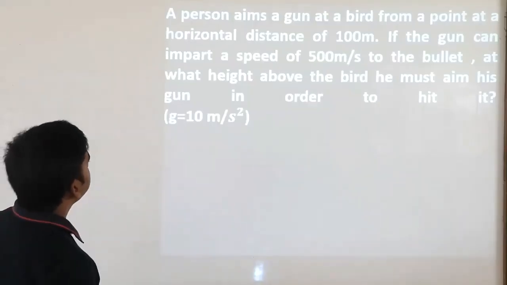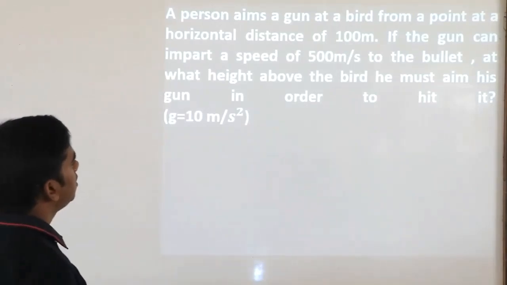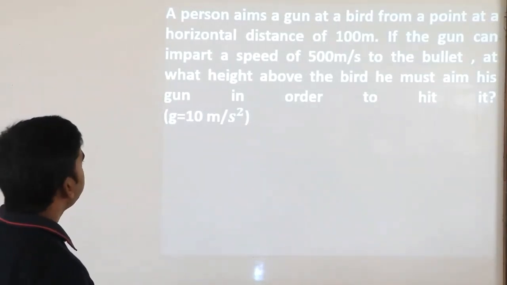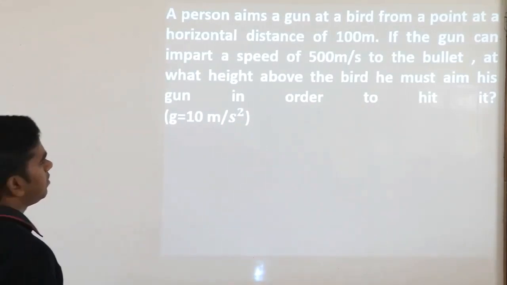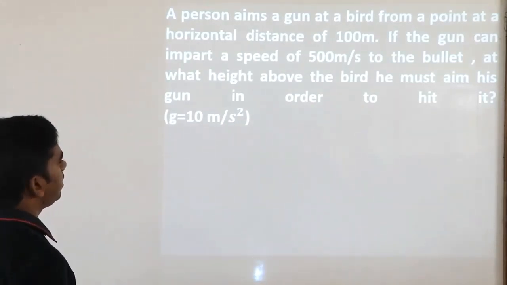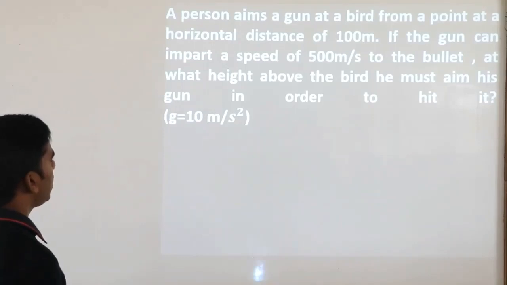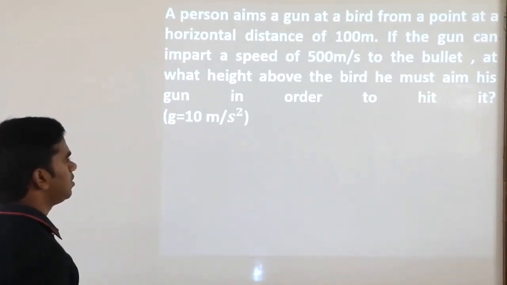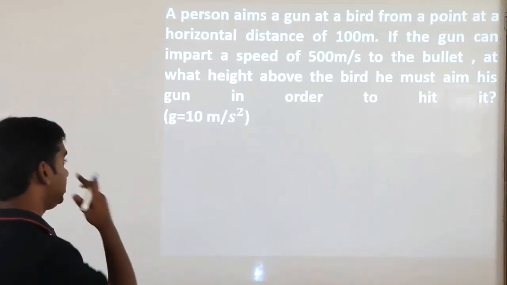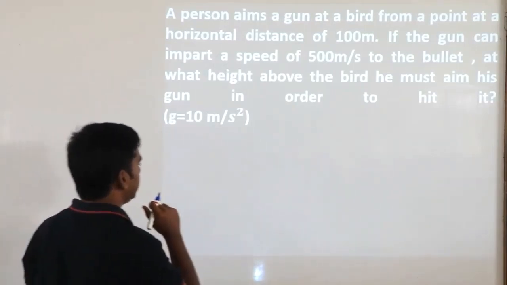Okay. So next question: a person aims a gun at a bird from a point at a horizontal distance of 100 meter. If the gun can impart a speed of 500 meters per second to the bullet, at what height above the bird must he aim his gun in order to hit it? G is given as 10 meters per second square.